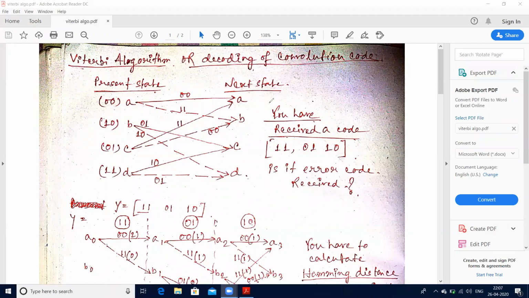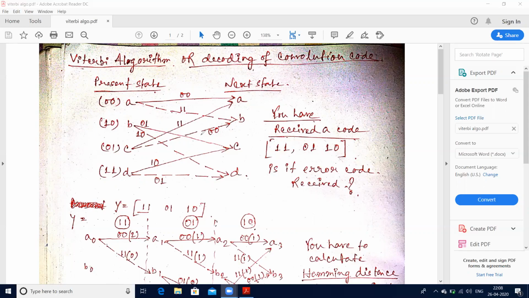Okay, so today's lecture will be on the Viterbi code, or rather the Viterbi algorithm, for decoding the convolutional code. We have discussed how to encode the convolutional code. There are several techniques and diagrams: the state diagram, the code trellis diagram, the code tree diagram. But this is the error detection technique. That means if you have received a code like 1101 and 10, the question is: is it an error code or not?